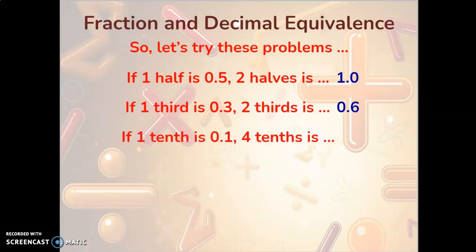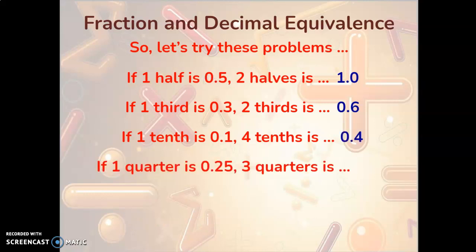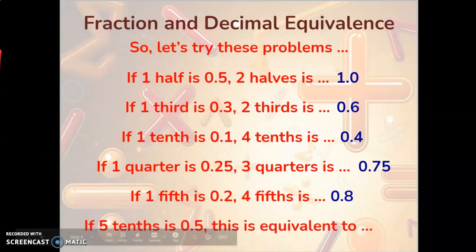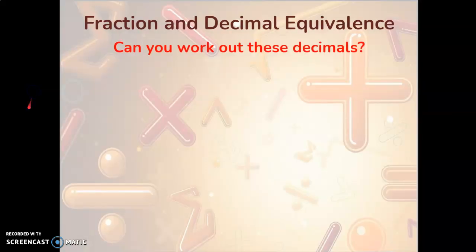If 1/10 is 0.1, 4/10 is 0.4. If 1/4 is 0.25, then 3/4 is 0.75. If 1/5 is 0.2, 4/5 is 0.8. If 5/10 is 0.5, that's also equivalent to 1/2. So can you work out these decimals?